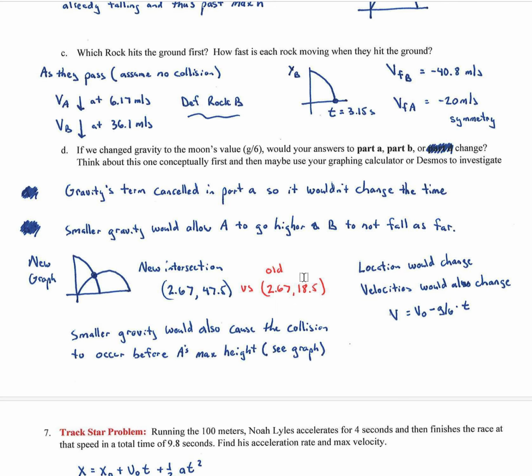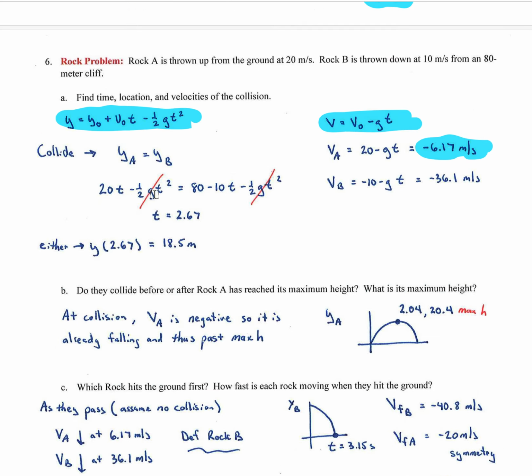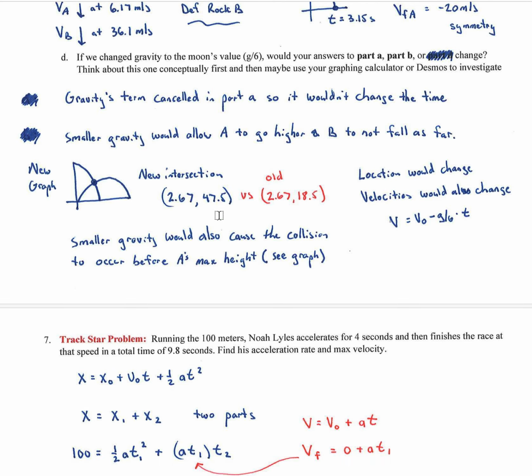And so for the new collision point, again, I just graphed the new two things. This is just g over 6 here and g over 6 here to find the time. But then when you actually want to find the position, you're just plugging that in, and you're going to get different positions. So it turns out it intersects more like at 47 rather than 18.5. So the intersection is at the same time, but it's much higher.